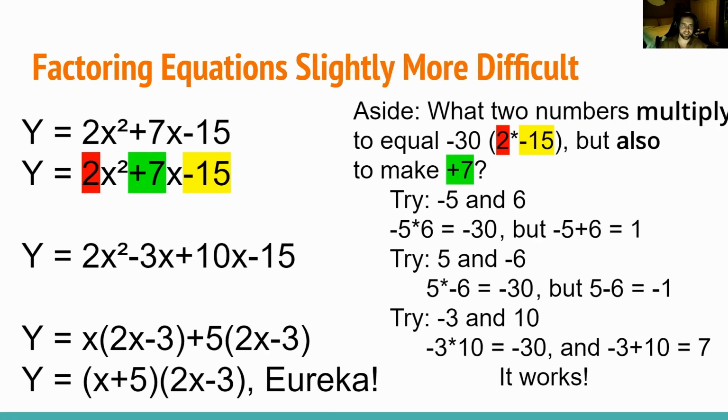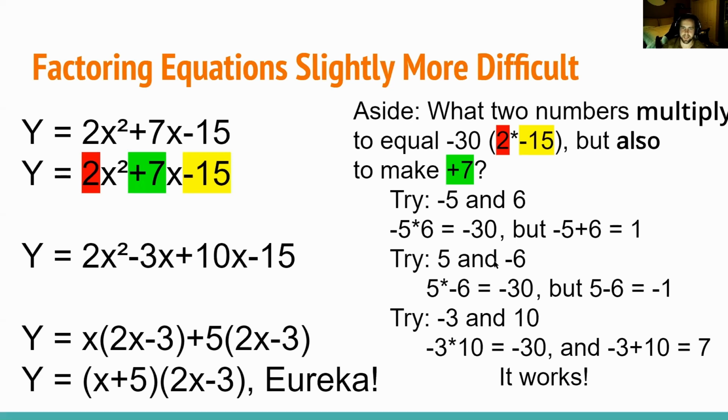Now we're going to look at this one, which is slightly more difficult. And the reason is because now that red term is 2. So we have y equals 2x squared plus 7x minus 15. So again, we have an aside. What two numbers multiply to equal negative 30, which is 2, that red term, times that negative 15 term, but then they also add up to make positive 7? So this took me a few attempts. We could try negative 5 and 6, because negative 5 times 6 is negative 30, which satisfies the first part. But we also have to add them up to make them equal positive 7. But in this case, it equals 1.